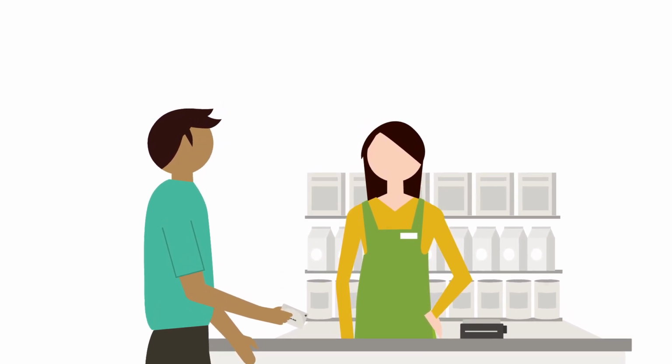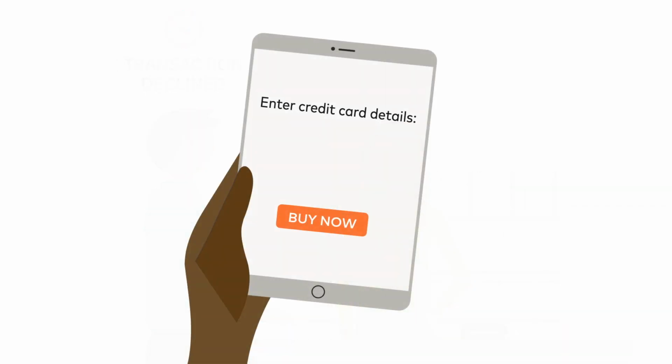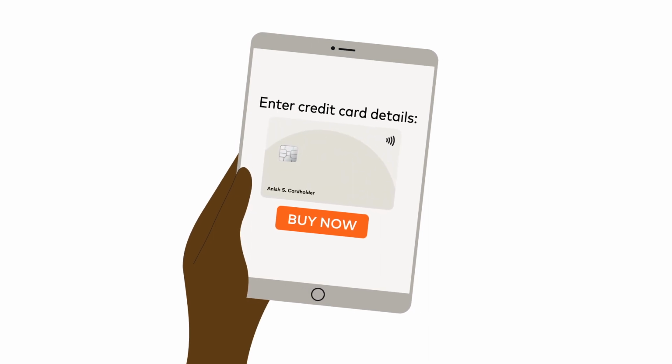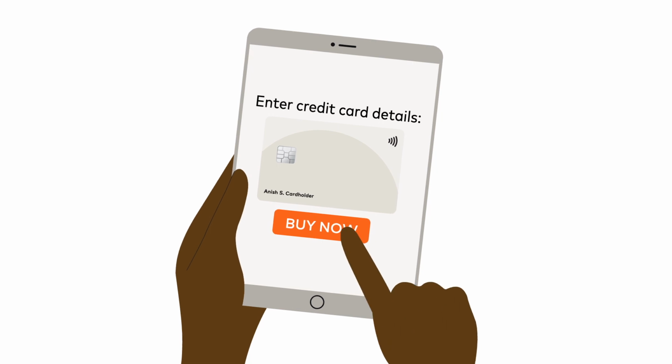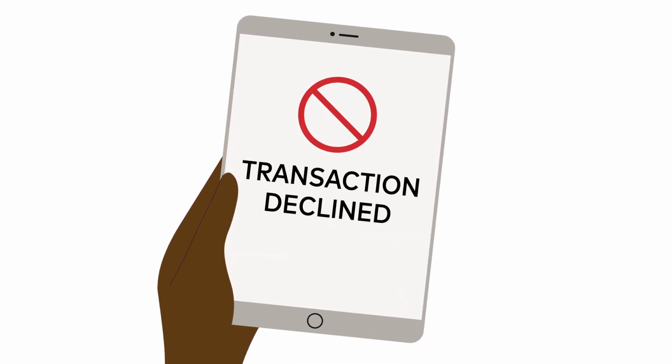So let's go back to Larry, because the entity handling transaction decisioning for Larry's local grocery store didn't update their BIN account range table. The network system flagged the transaction on Larry's newly issued card and declined it. In Anish's case, the acquirer also didn't update its BIN account range tables, triggering the acquirer's fraud controls on Anish's card. Transaction declined, and no fault of Anish's.